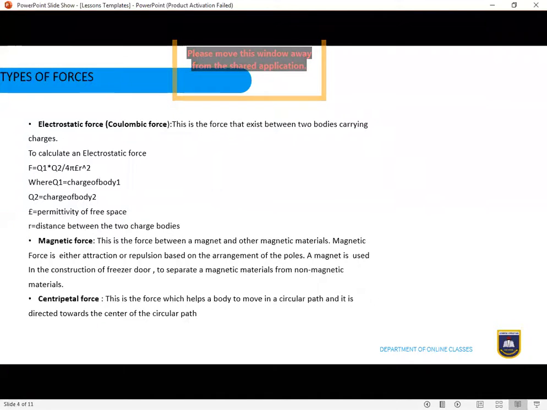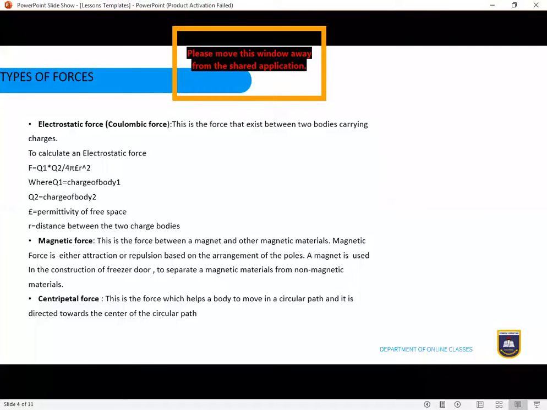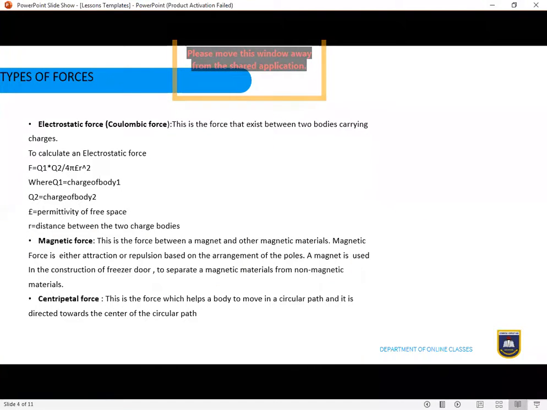As you can see on your screen, to calculate the electrostatic force, F is equal to... The F there represents the electrostatic force. You know, force is represented by the symbol F. F equals Q1 times Q2 all over 4 pi epsilon naught R squared. The R there is the distance between the two charged bodies, as noted there. And the epsilon naught is the permittivity of free space.